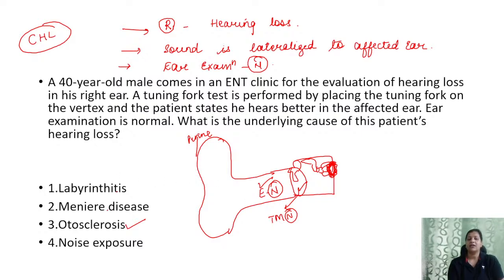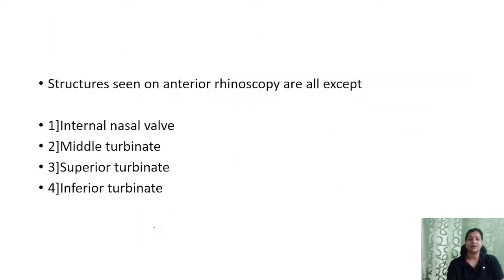Now labyrinthitis, Meniere's disease and noise exposure are all examples of sensory neural hearing loss. So in sensory neural hearing loss, when you do a Weber's test, it is not lateralized towards the same ear, but it is lateralized towards the opposite ear. So is this clear? Even if you do the odd man out rule for this particular MCQ, you will be able to rule out because 3 of them are sensory neural pathologies, whereas otosclerosis is the only conductive pathology. Very good, Aditya. That's the right answer.